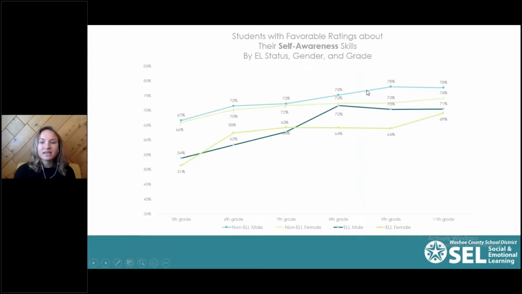On our 2018 climate survey, our multilingual learners self-reported significantly lower social emotional competence on 7 of 8 domains as compared to their peers. I want to emphasize that these data reflect the students' own perceptions of their skills. Next slide, please.